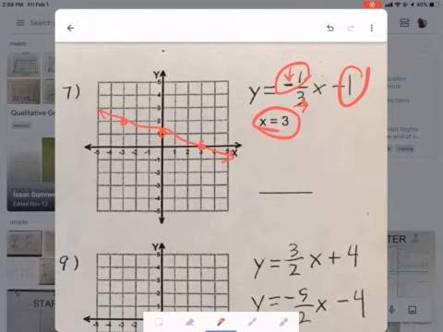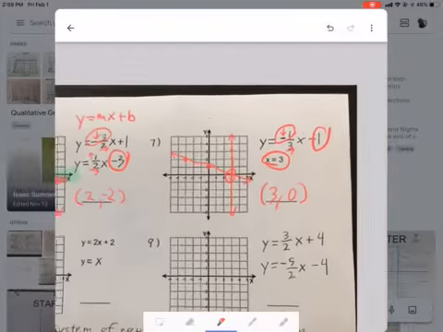x = 3. Well, this is not a function. It is in fact a vertical line. It's every point where x equals 3, which is every point above and below where x equals 3 on the x-axis. And so the solution is (3, 0).